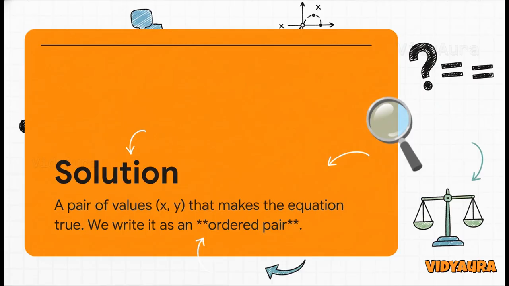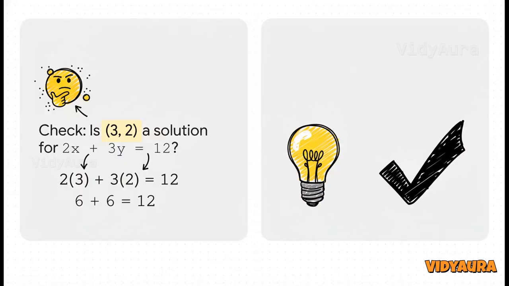Nope. A solution is a pair of numbers, a value for x and a value for y that, when you plug them in, make the equation true. They're a team, and we write them in a specific way, inside parentheses like this, x comma y. We call it an ordered pair, for a simple reason: the order is super important. The x value always comes first. Let's see this in action.